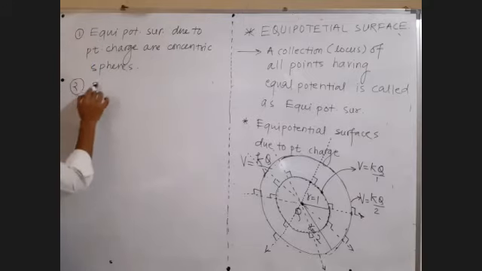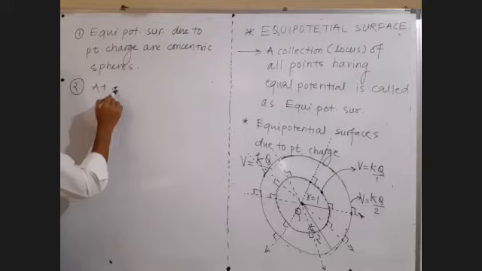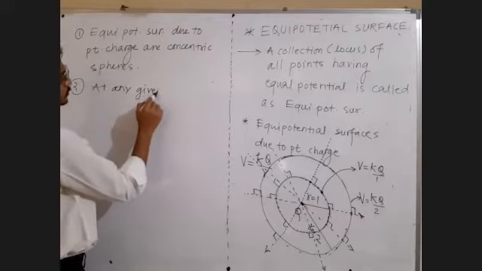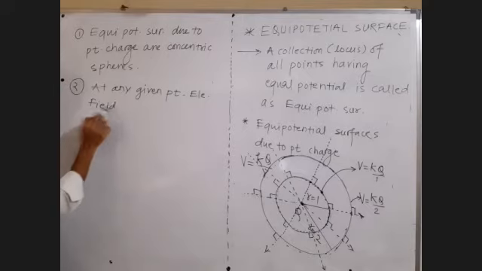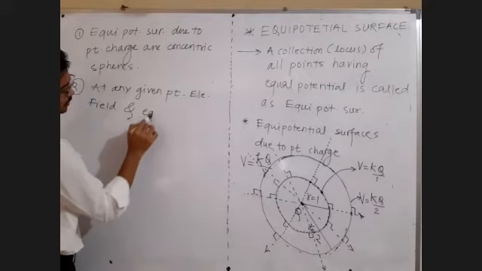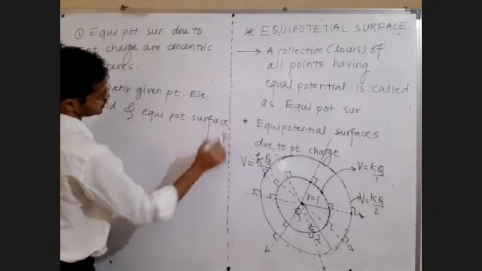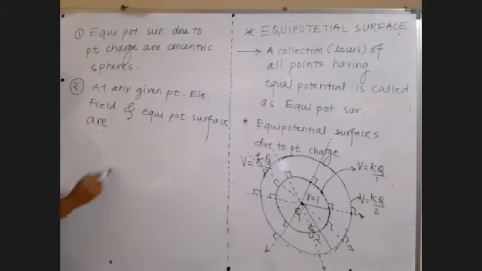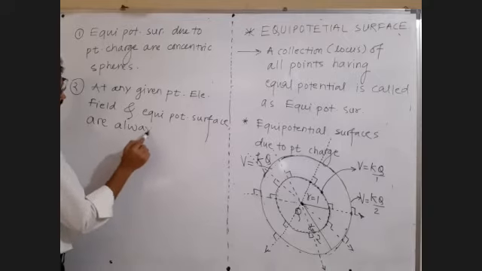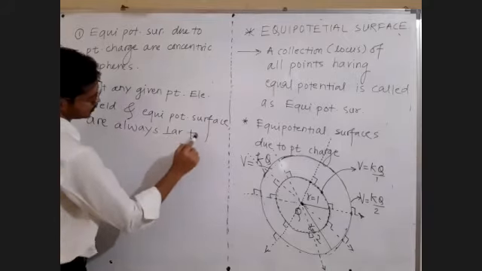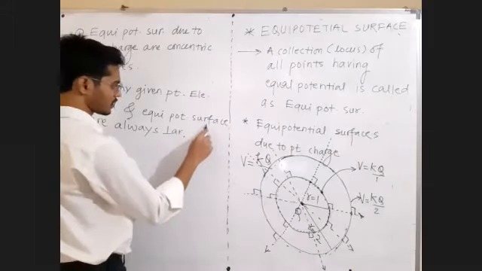Second, electric field lines: at any given point, electric field and equipotential surface are always perpendicular to each other.